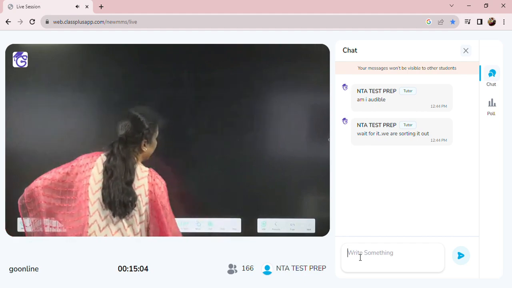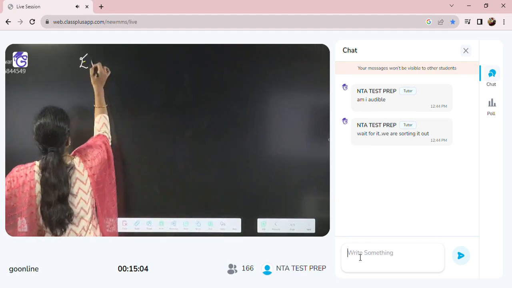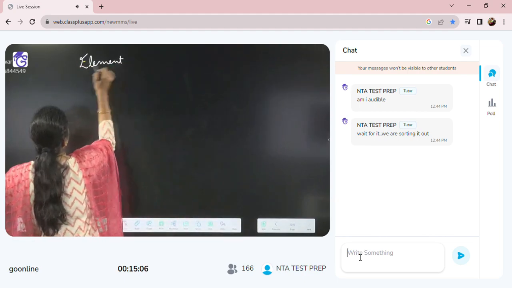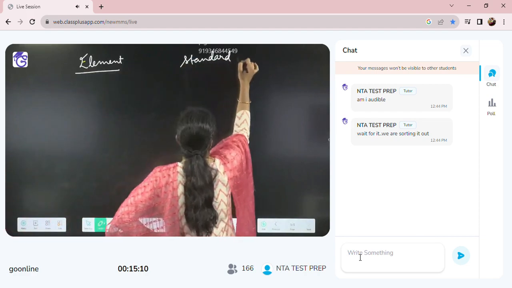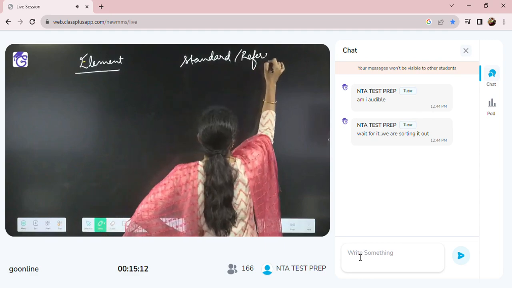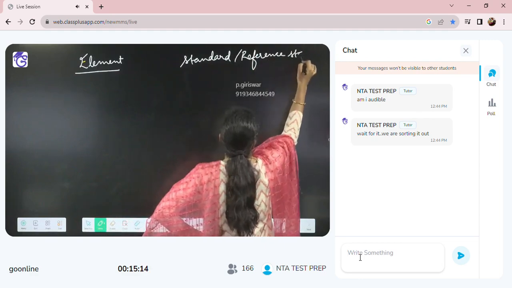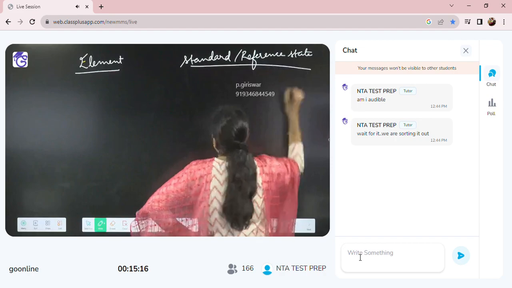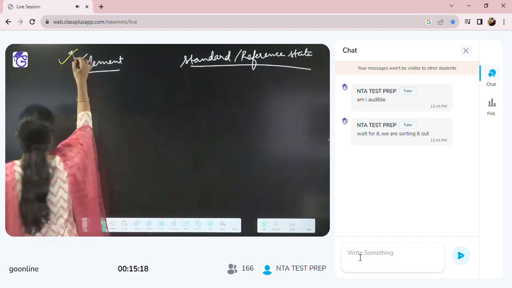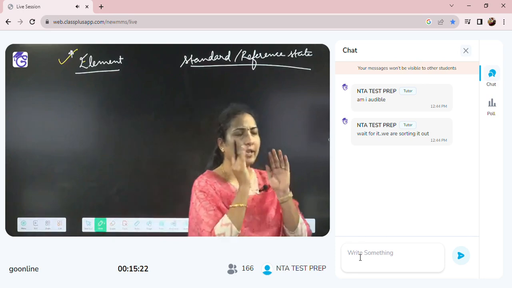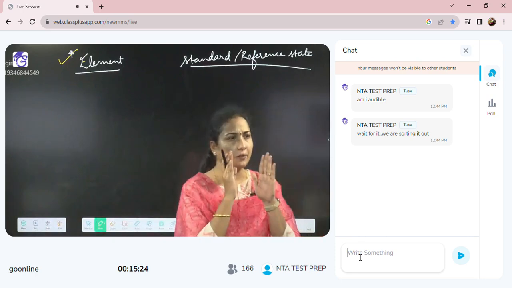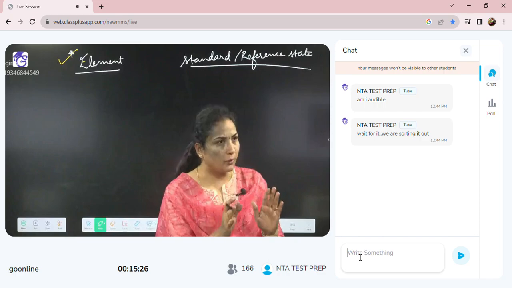Now we are going to make a table here for elements and their standard or reference state. And this table you must remember, and as such there is no logic behind this table. It is a random assumption which scientists have taken and you have to follow that. You have to remember it.